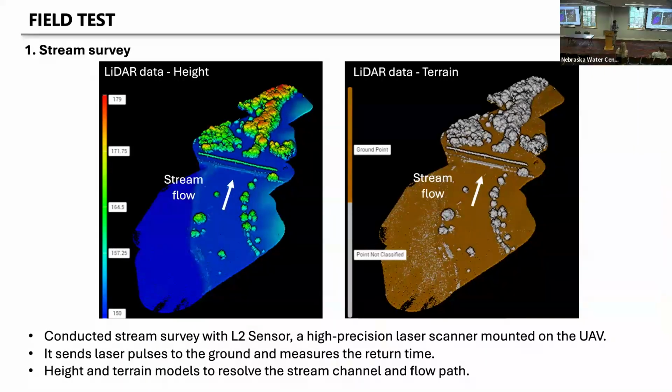This is the power line and this is the bridge. These gray parts are trees. So we are trying to remove those objects to get the ground information from the measurements.